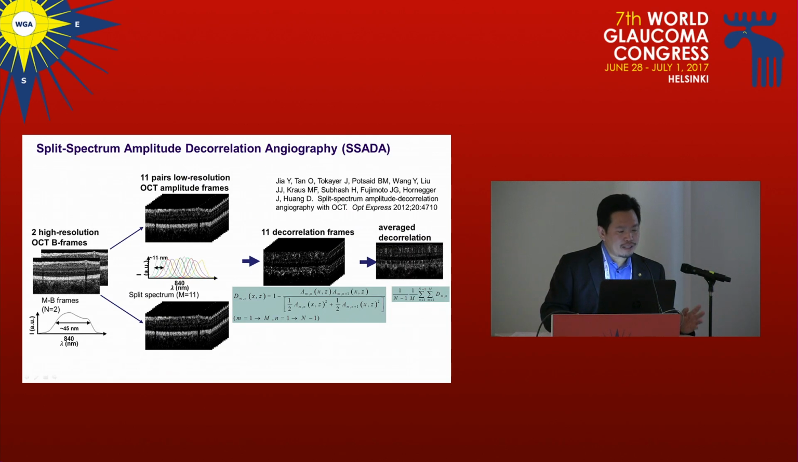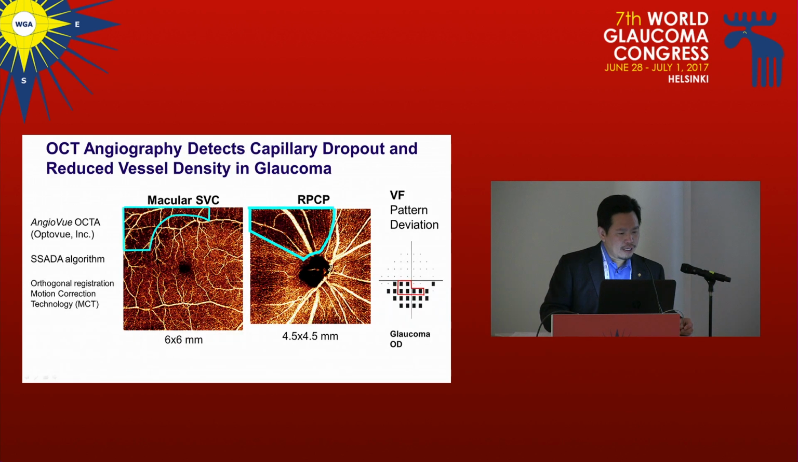The special algorithm, split-spectrum amplitude decorrelation angiography, or SADA, is based on the insight that OCT angiography detects speckle decorrelation or variation caused by movement of blood cells. And speckle differs in different wavelength. So you can have wavelength division splitting of the OCT image to get up to 11-fold increase in information without any increase in scan time. So it's very efficient.